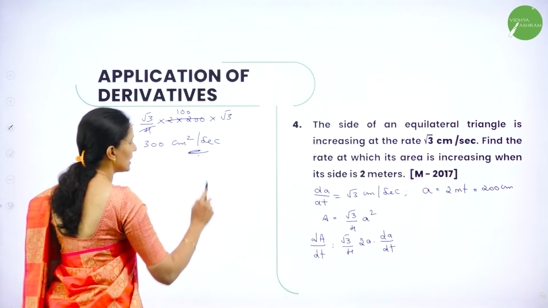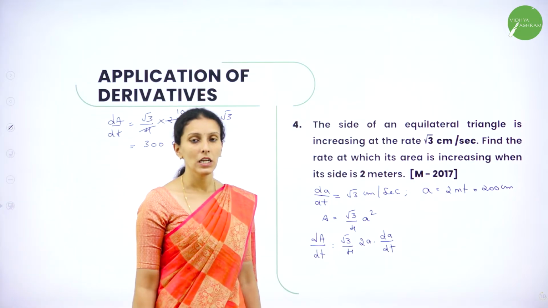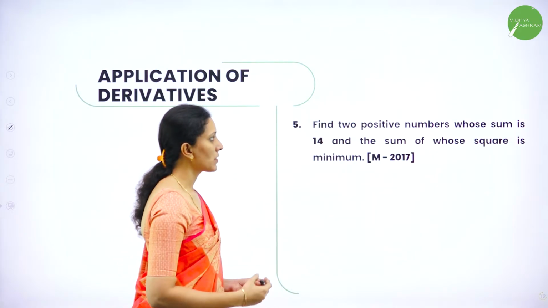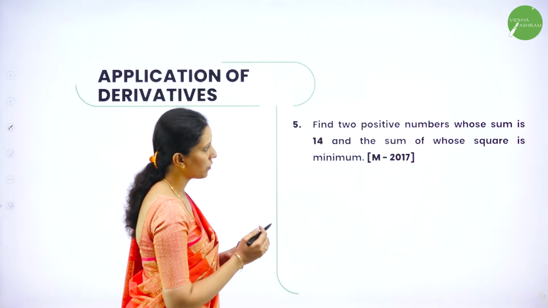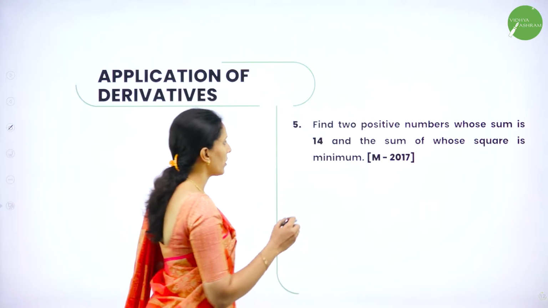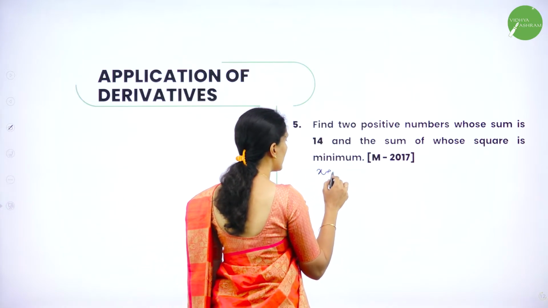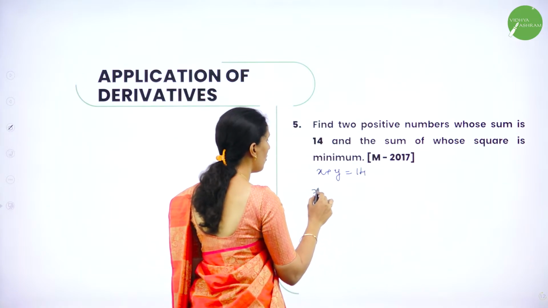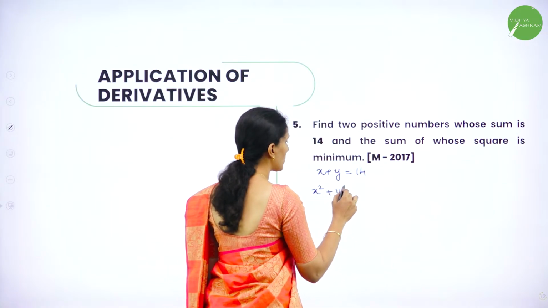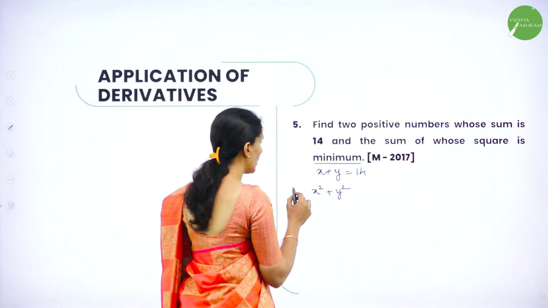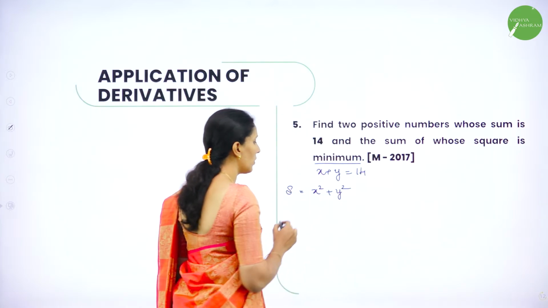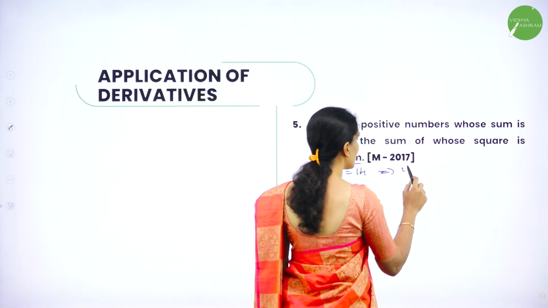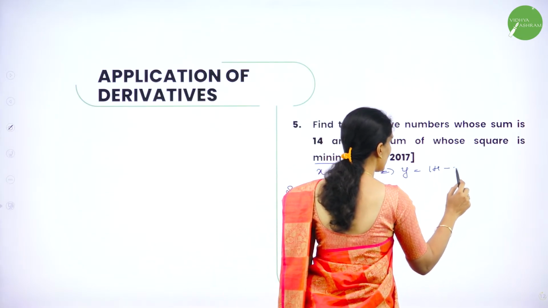So this is the change in area of an equilateral triangle. Next one, find two positive numbers whose sum is 14 and sum of whose squares is minimum. Given that x plus y is equal to 14 and the sum of their squares, x square plus y square, is minimum, we have to show that. Let me take S equal to x square plus y square. Now from this I can take y equal to 14 minus x.